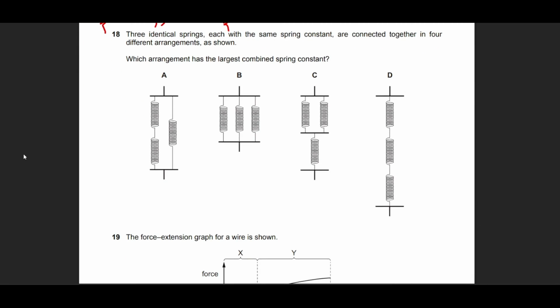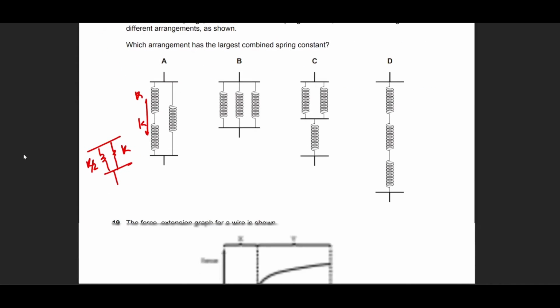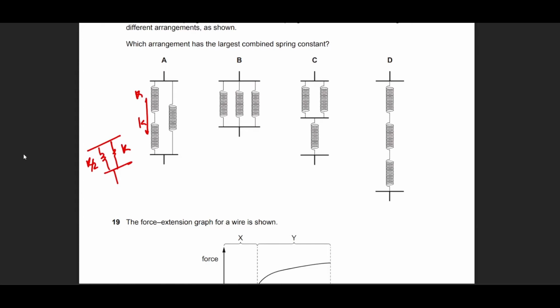So I can see that over here, this is K, this is K, but since you connected them in series, this spring is actually K by 2, right? And this is K. When they're connected in parallel, you simply add the spring constants. So this is going to be K plus K by 2, which is 1 plus 1 by 2. So this is going to be 1.5 times K.